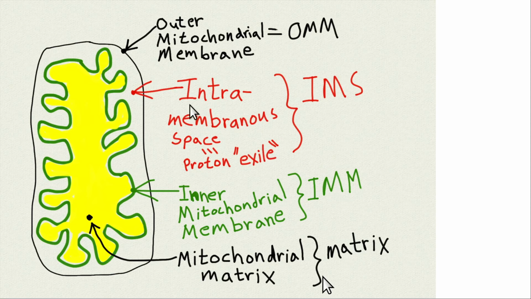Just a quick reminder of the anatomy of the mitochondria. Outer mitochondrial membrane, OMM, like a bacterial cell wall. Intramembranous space in between the outer membrane and the inner mitochondrial membrane. This is the equivalent of the periplasmic space for a bacteria. Here is the inner mitochondrial membrane, IMM, and then in the center of the mitochondria, the yellow area, is the mitochondrial matrix. So green is inner membrane, the white is intramembranous space, and the black line here is the outer mitochondrial membrane.